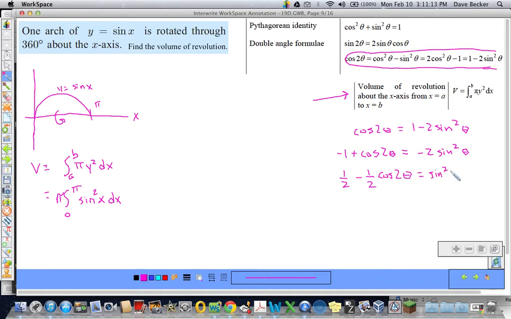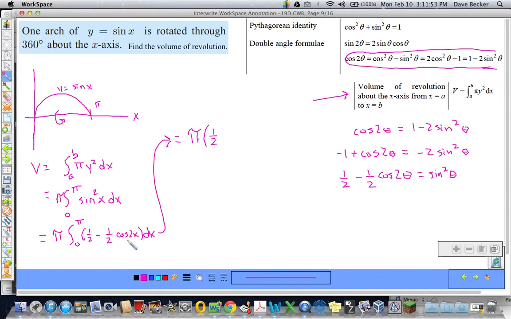What does that do? Well, I can substitute 1/2 minus 1/2 cosine 2 theta for sine squared theta because I know how to integrate that. So the integral of pi from 0 to pi of 1/2 minus 1/2 cosine 2x dx. We're going to integrate it like it's 1999. I forgot the pi. Pi times the integral of 1/2 is 1/2 x.